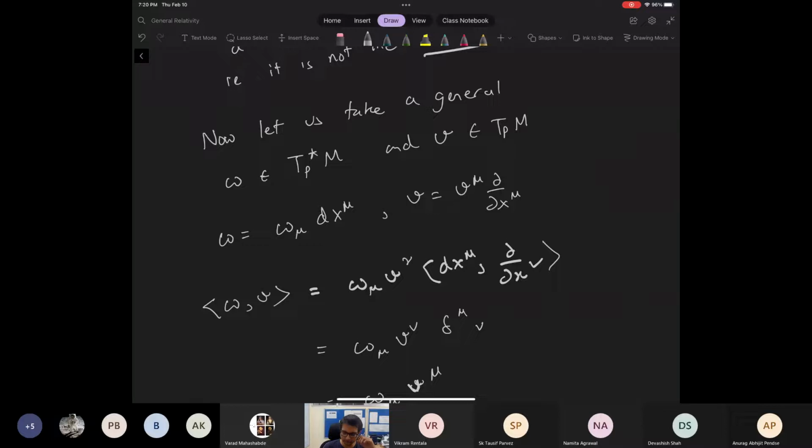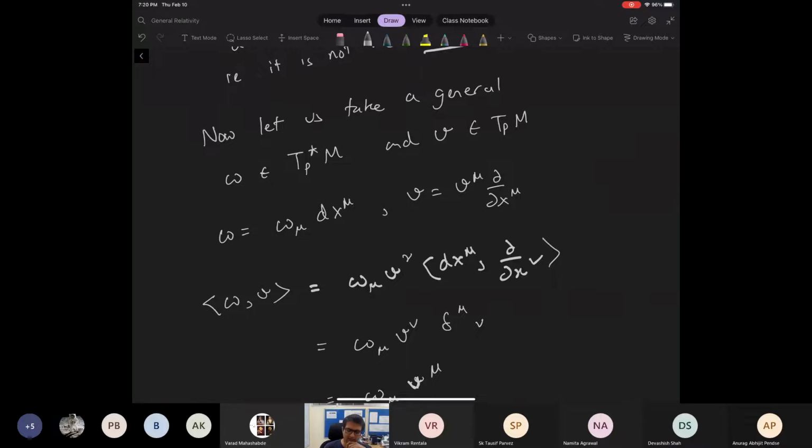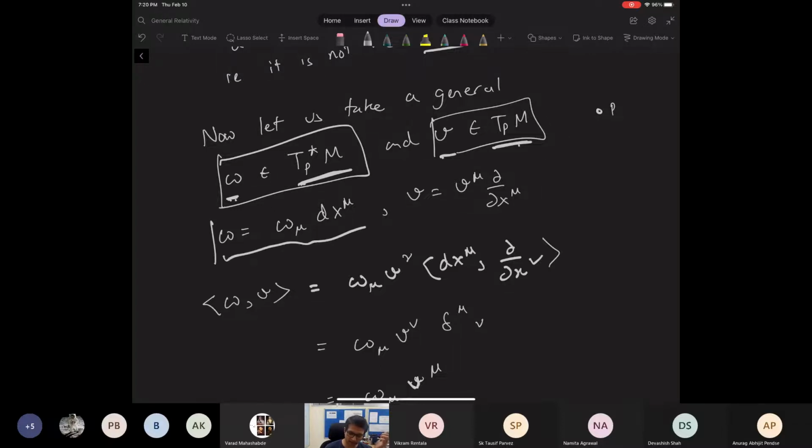Okay. Now let's take a general omega belonging to this dual vector space T_P star M, and let's take a vector v belonging to the tangent space T_P M. So both of these are chosen at the same point P on the manifold, one from the vector space and one from the dual vector space. You should be able to expand them both in terms of their basis. So omega can be expanded as omega_mu dx^mu, and v can be expanded as v^mu partial_x^mu.